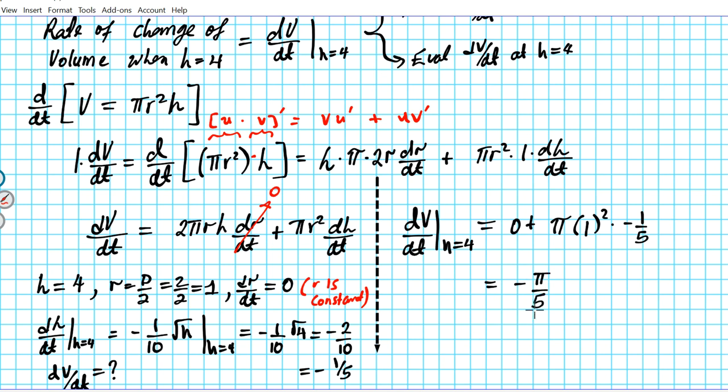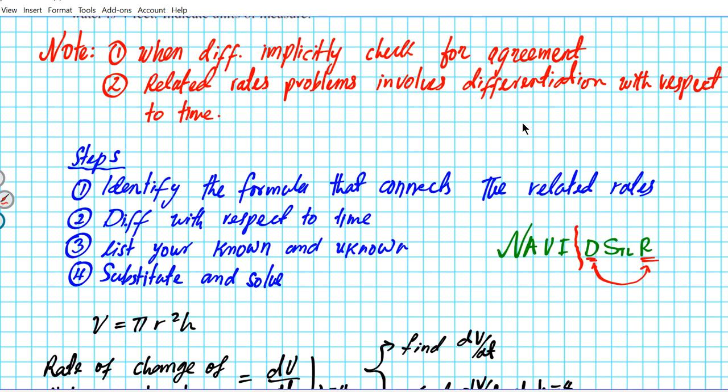What's the unit for this? Because we're asked to specify what the unit is. So let's look at what the left side of the equation is, and we can know what the unit is, okay? So we have dV/dt. What is the unit of volume and the unit of time in this particular problem? So let's go back up.